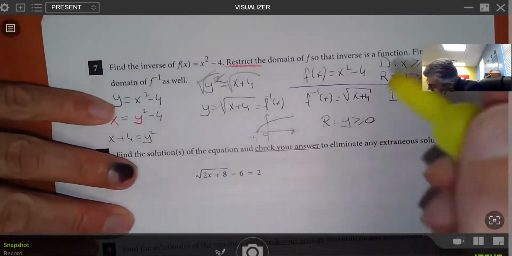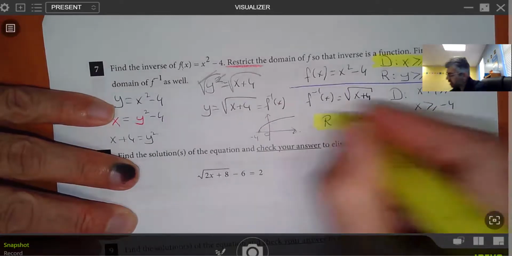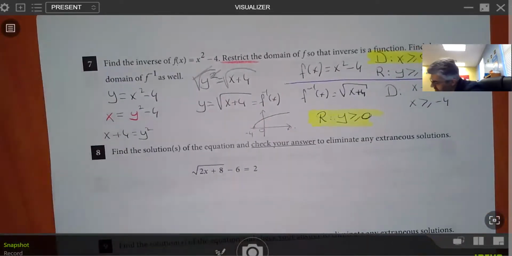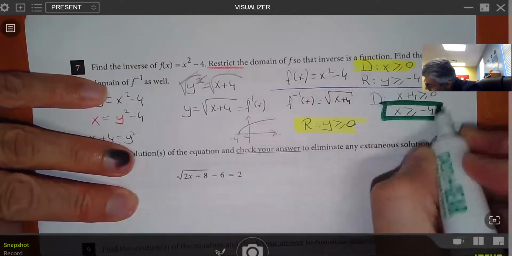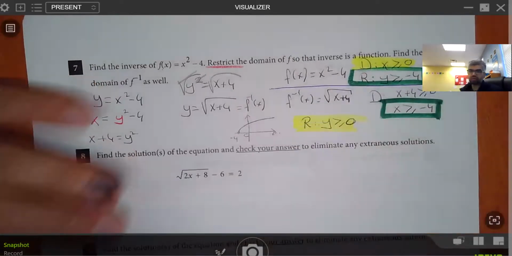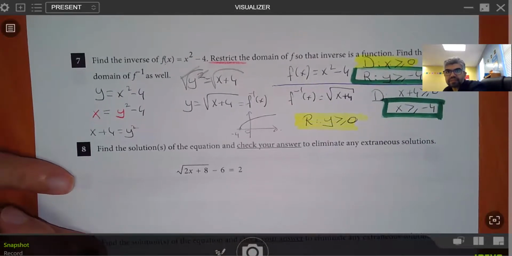So the domain of the original function is the same as the range of the inverse function, and the domain of the inverse function is the same as the range of the original function. Is it clear?